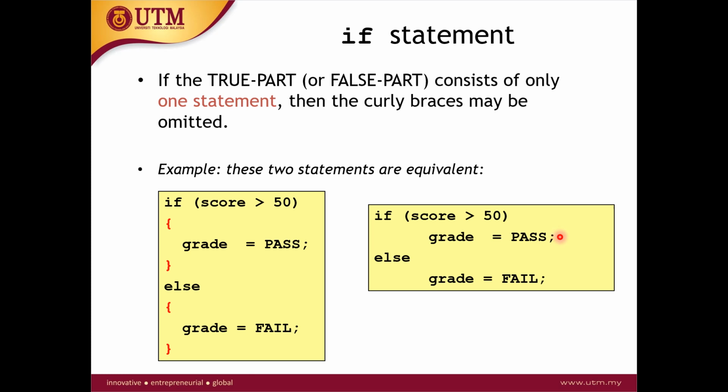But if we had another statement after this one, it would be executed even if the condition is not true. This method of omitting the brackets is valid only if we have one statement. So we have one statement here for the true part and one statement for the false part, so we can omit the brackets.